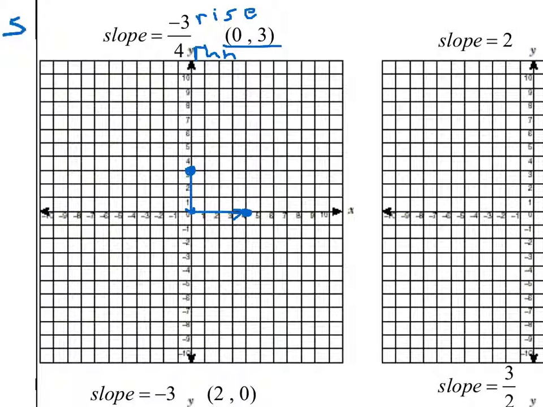How am I going to get that third point so I can get that nice straight line? Make another one. How am I going to make another one? Yeah, follow the rise and run again. So our rise says down negative 3 and run positive 4. There we got that third point. We can draw a nice straight line.